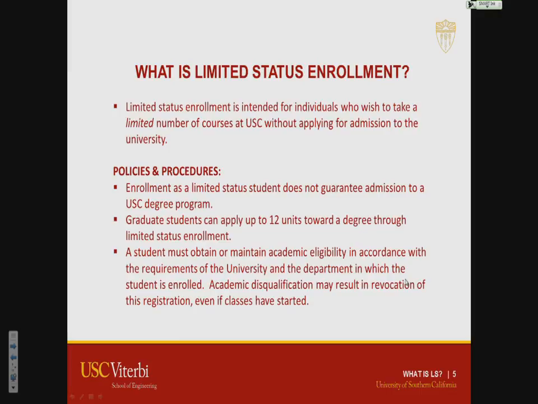Graduate students can apply up to 12 units toward a degree through limited status enrollment, but the student must obtain or maintain academic eligibility in accordance with the requirements of the university and the department in which the student is enrolled. Academic disqualification may result in revocation of this registration, even in classes that they have already started.